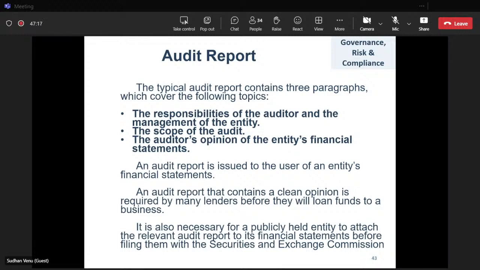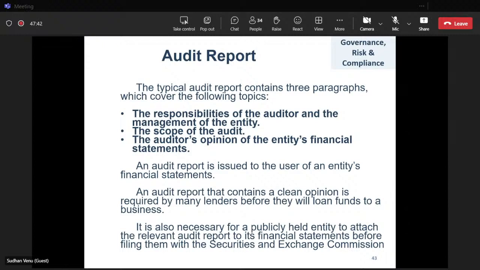And the typical audit report will consist of 3 paragraphs, covering the following topics: the responsibilities of the auditor and the management of the entity, the scope of the audit, and the auditor's opinion of the entity's financial statements. So these are the 3 typical parts of an audit report, and it will cover audit reports in terms of information security.